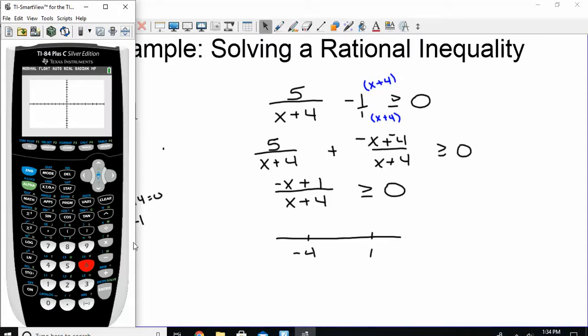And when I look at my graph, maybe, looks like mine kind of froze here.